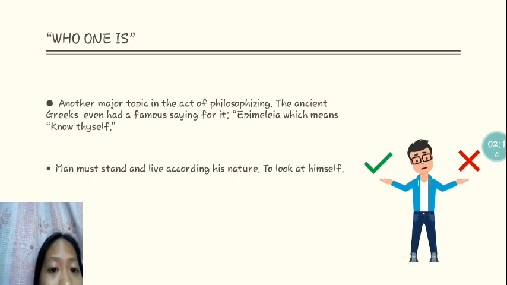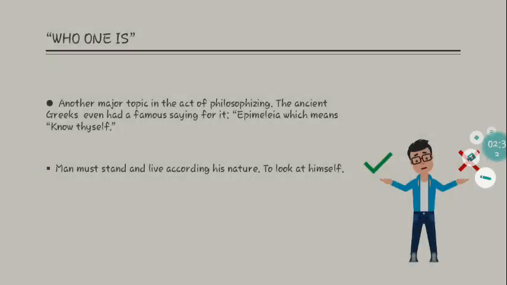Who one is is another major topic in the act of philosophizing. The ancient Greeks even had a famous saying for it, gnothi seauton, which means know thyself. Man must stand and live according to his nature, to look at himself.